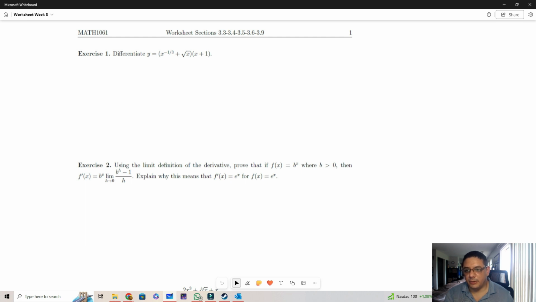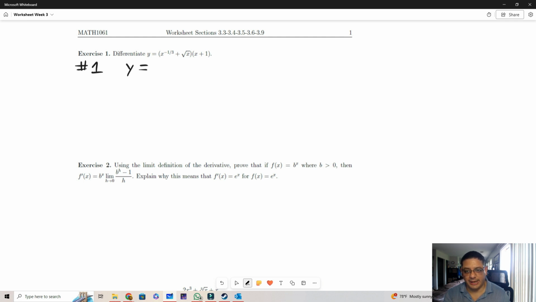Now first we want to differentiate this statement here, y equals (x to the minus 1/3 plus the square root of x) times (x plus 1). So there's two ways that you can go about doing this. Number one is multiply all this and consolidate before making a derivative.